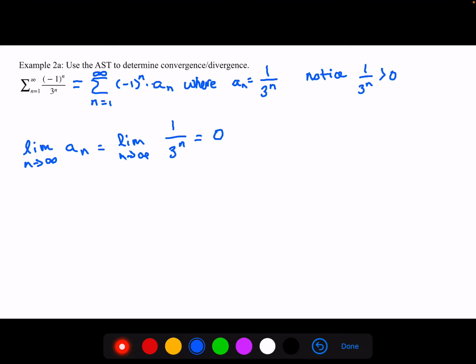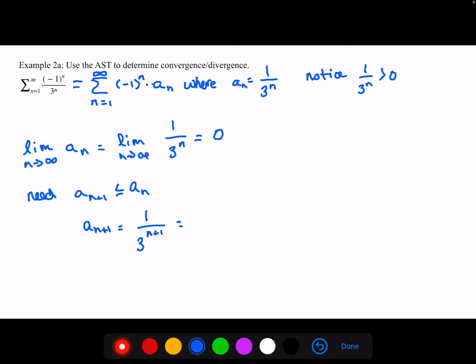Next, we need the sequence we are adding together to create our series to be non-increasing. That is, we need a sub n plus 1 to be less than or equal to a sub n. Well, a sub n plus 1 means substitute n plus 1 into our formula for a sub n. That is, we have 1 over 3 to the n plus 1.